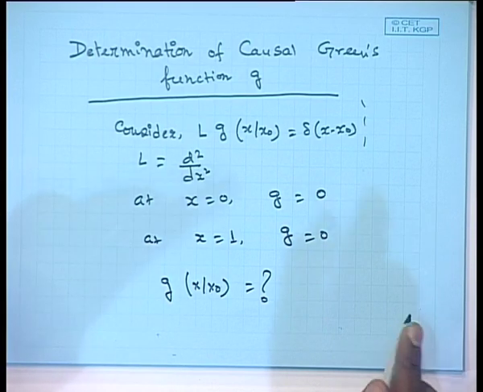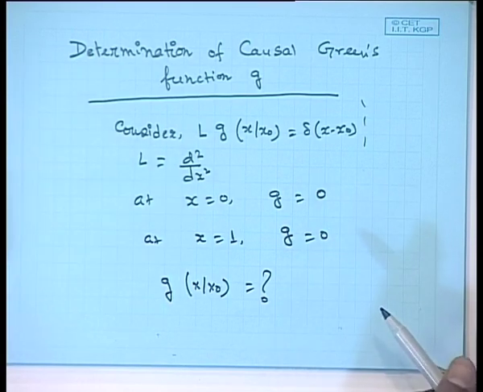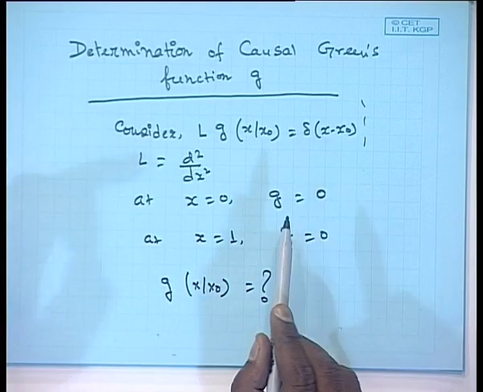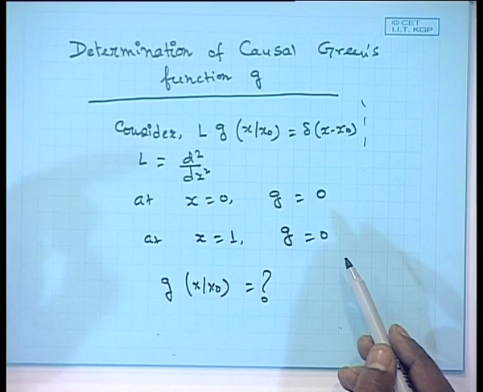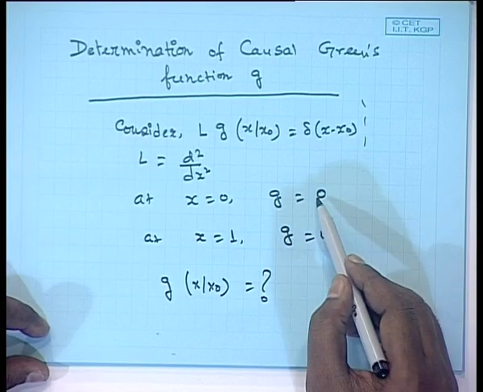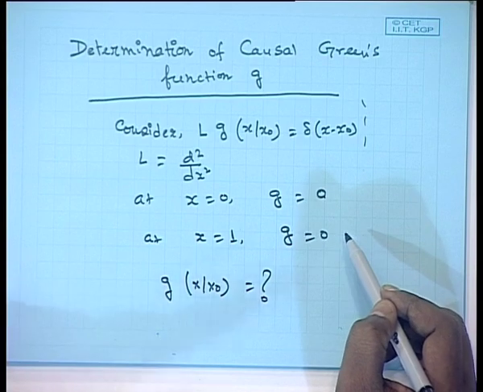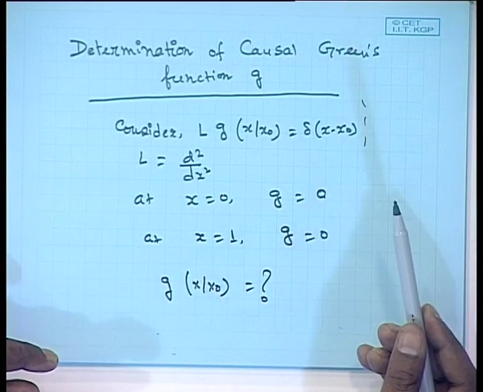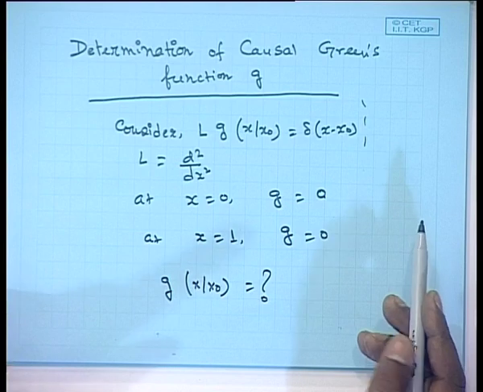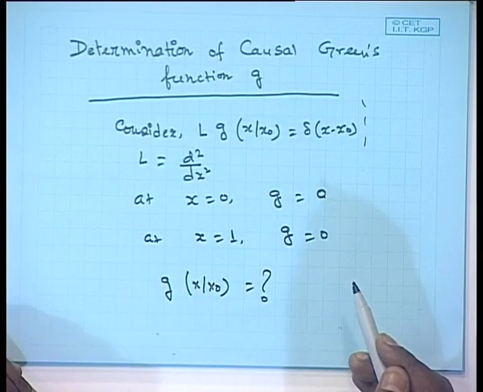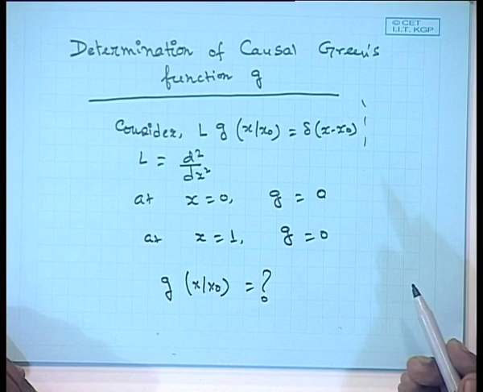Now, the solution will come by splitting this problem into two parts. Because you are having two boundaries specified, one at x equal to 0, another at x equal to 1, but at x equal to x naught you are given a unit impulse. So, your solution will be constituted of two parts, one part between 0 and x naught, another part between x naught and 1.